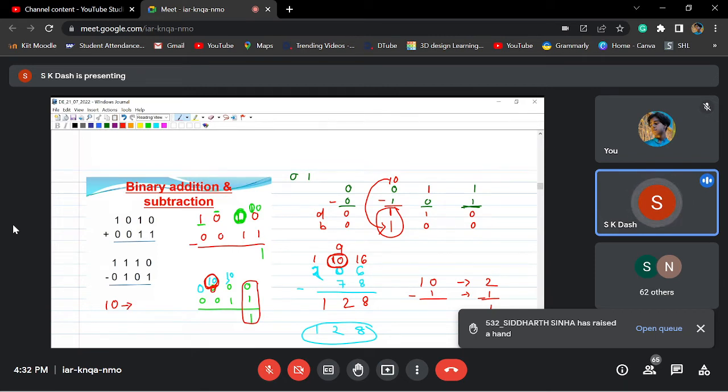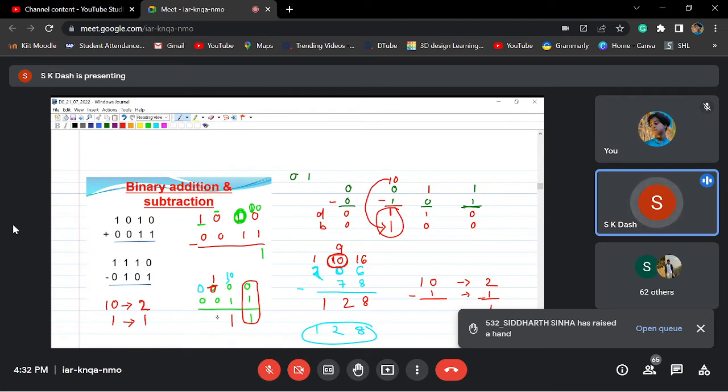What is the decimal equivalent of 1 0? 2. From this, 1 should go. So how much will remain? 1. What is the equivalent of 1 in binary? 1 only. You're taking 1, it has to be 1 only. Okay. So what will happen? Out of 1 0, when we take borrow to the next place, this will become 1. Okay. Now simple. This is 0 minus 1, so this will become 1.